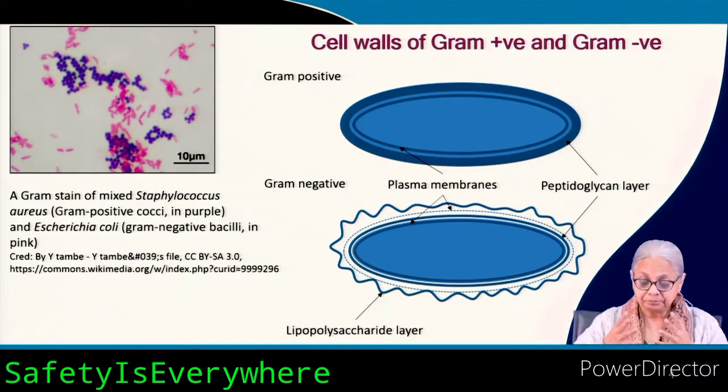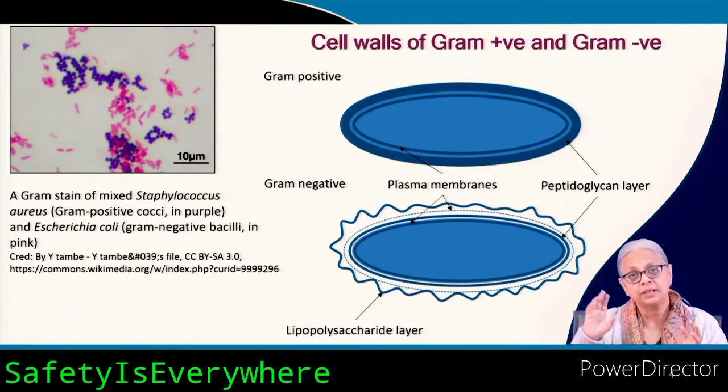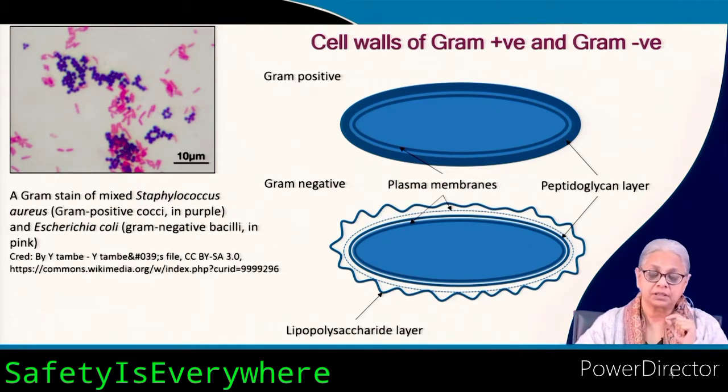So when all the cells in a mixed population are subjected to the same staining procedure, there are several steps in that procedure. We will go into the details under microscopy. But for now, it's important for you to know that the first stain is crystal violet. Crystal violet gives a purple color to all the bacteria. Then it is decolorized by alcohol and then counter-stained by safranin. Safranin has a red color.